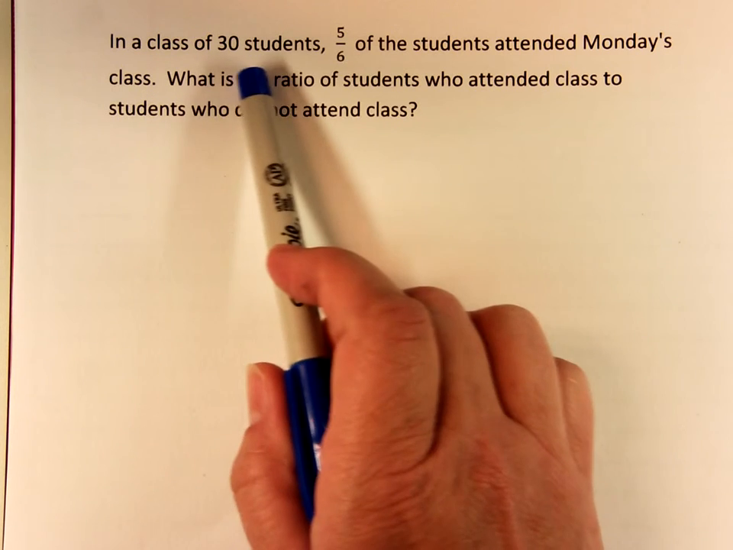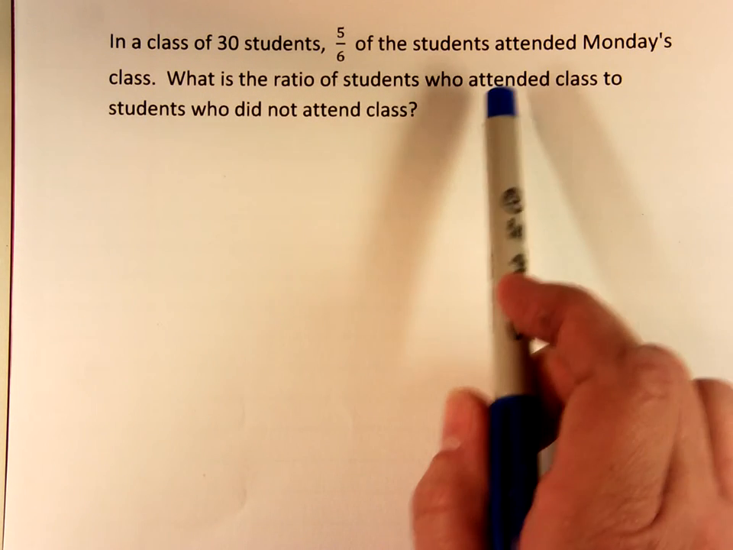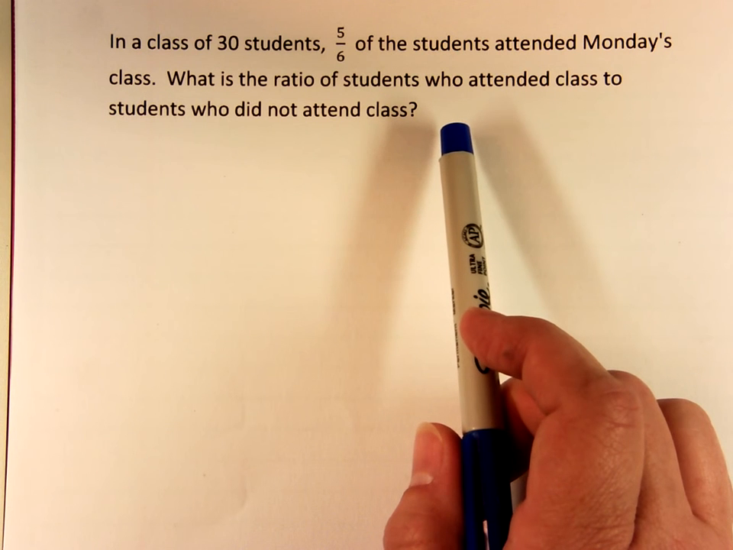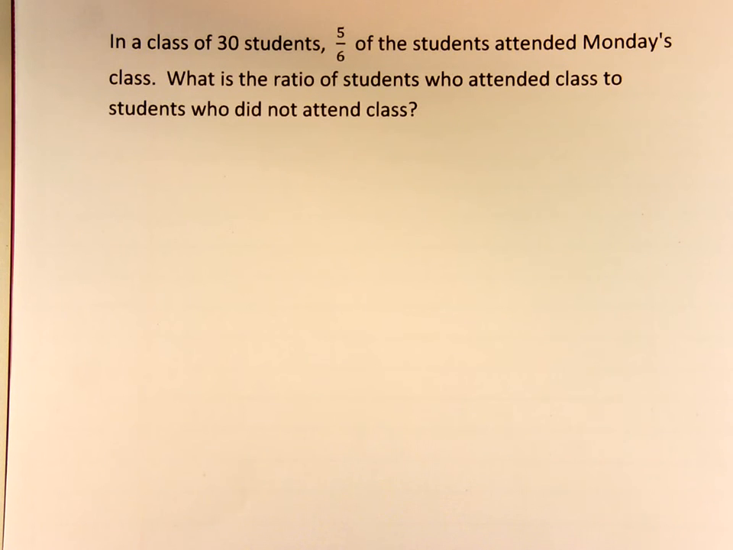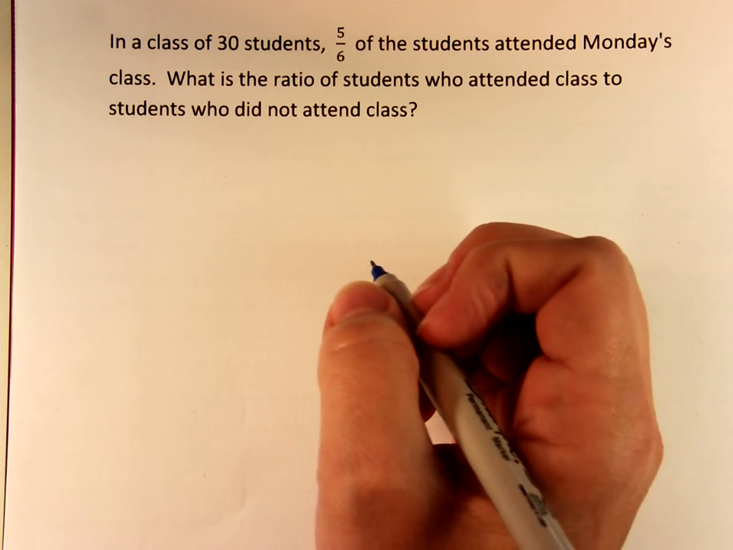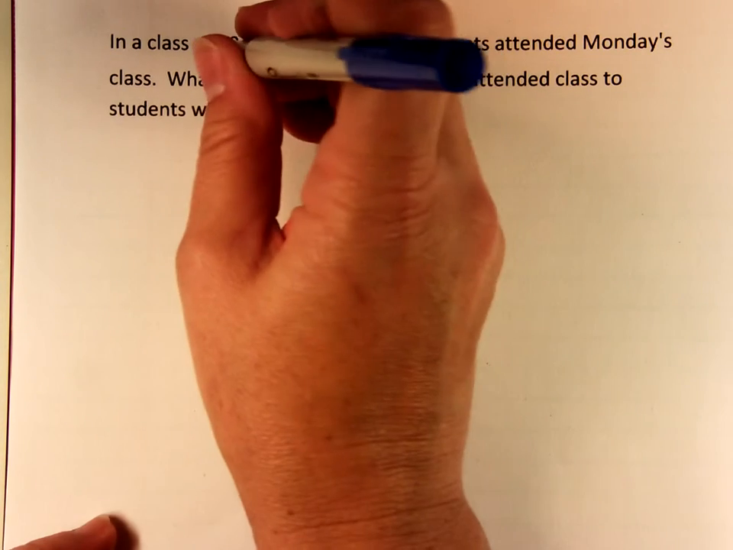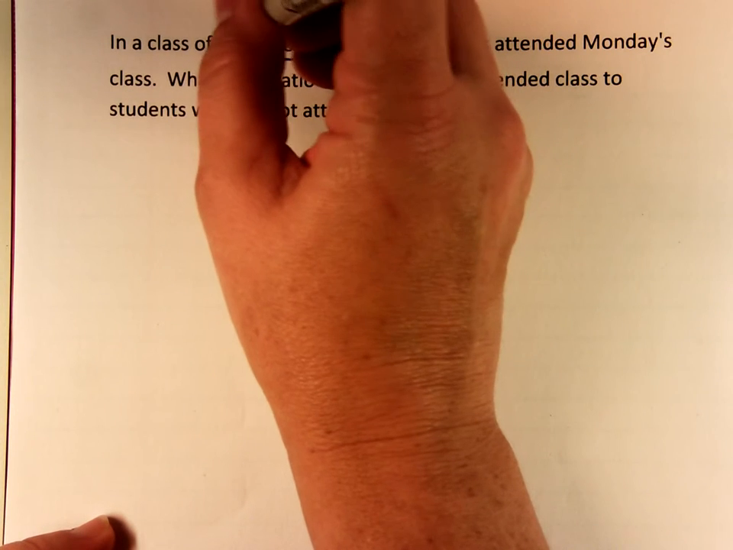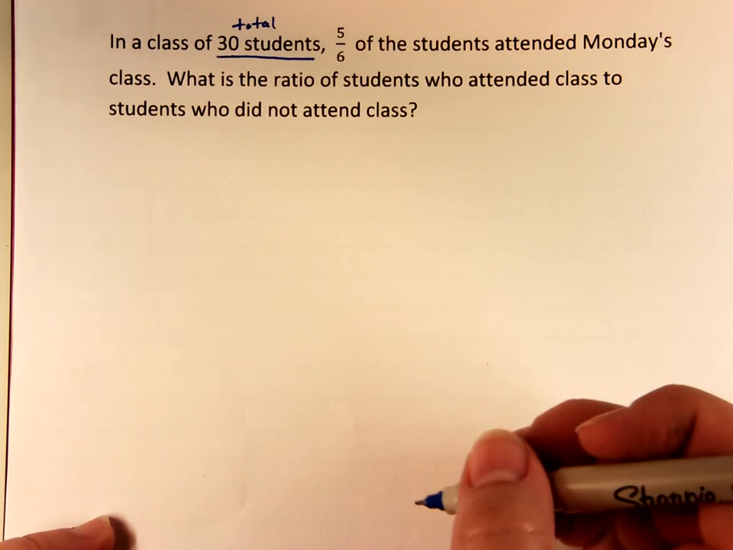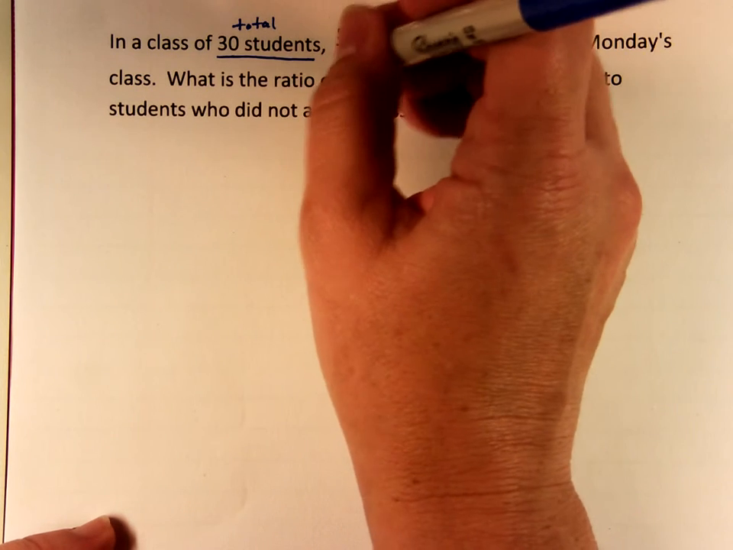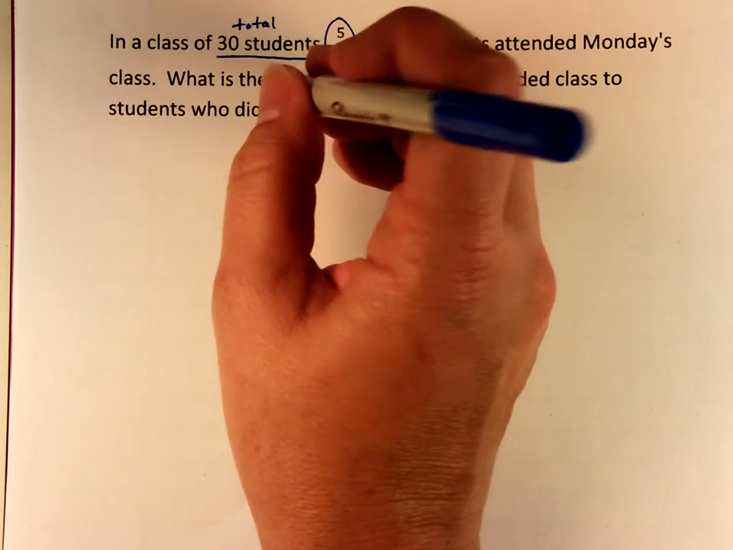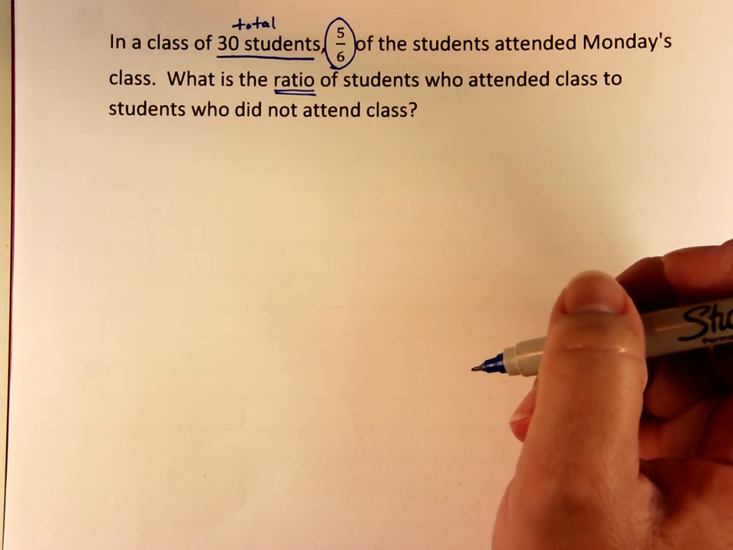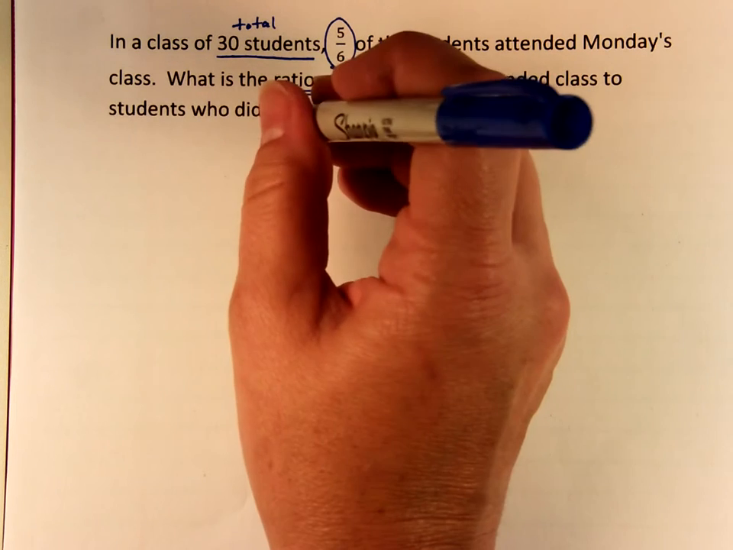In a class of 30 students, 5/6 of the students attended Monday's class. What is the ratio of students who attended class to students who did not attend class? This time as I reread, I'm just going to make note of any important numbers or units that I might need. In a class of 30 students, okay, so 30 students is my total number. 5/6 of the students, fraction there, attended Monday's class. What is the ratio of students who attended class to students who did not attend class?